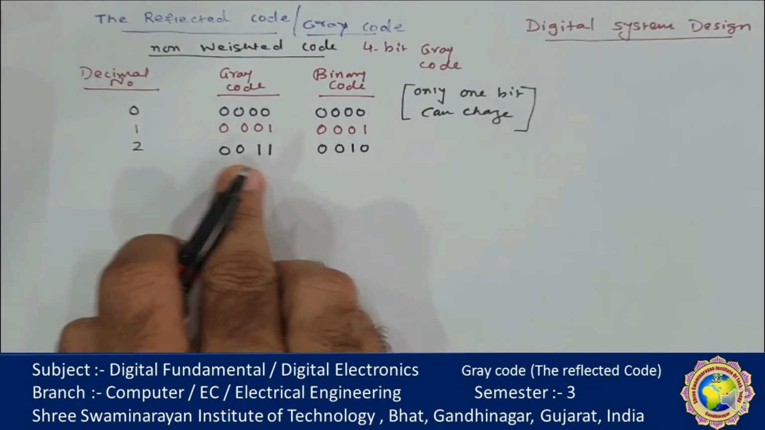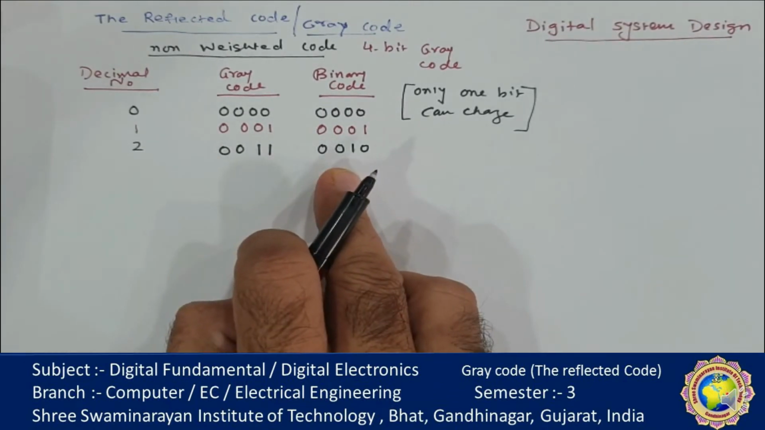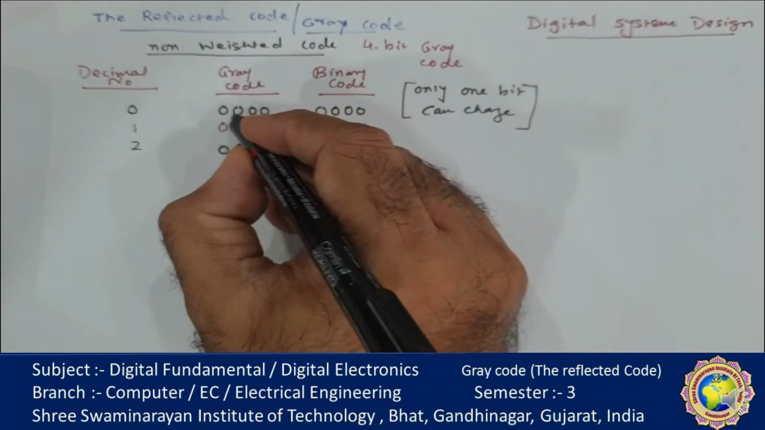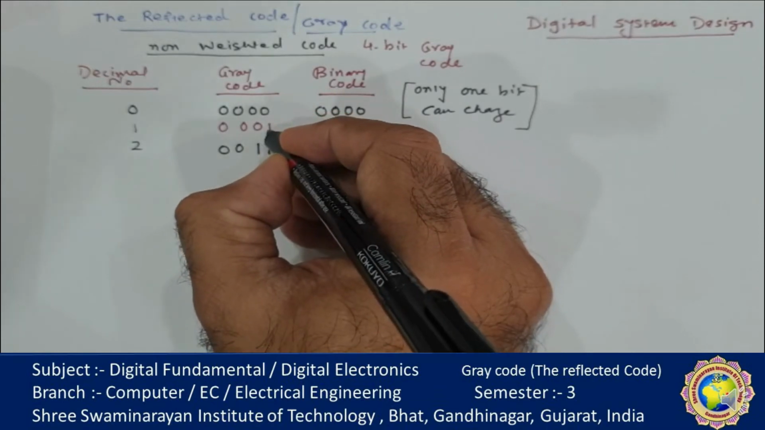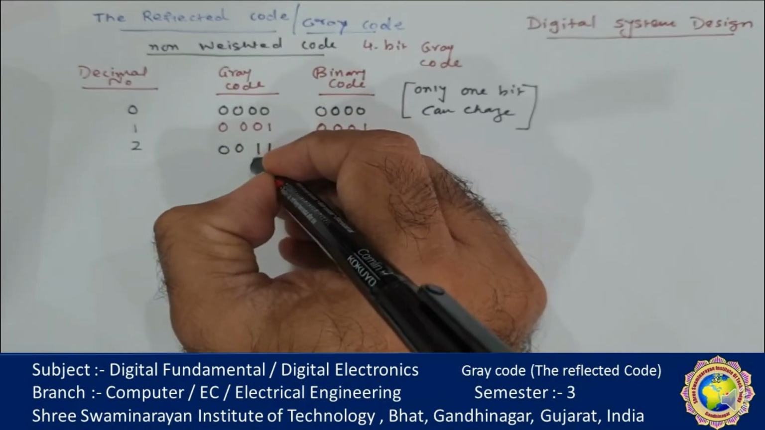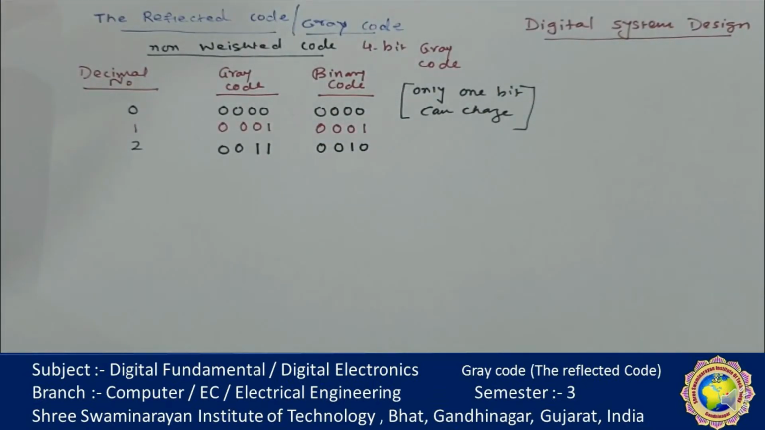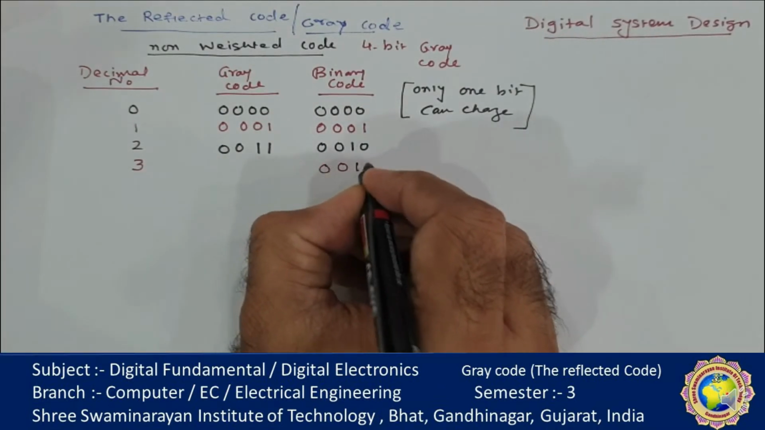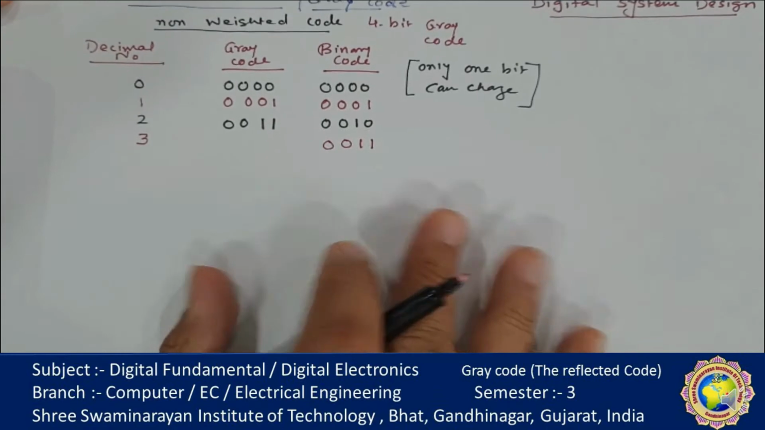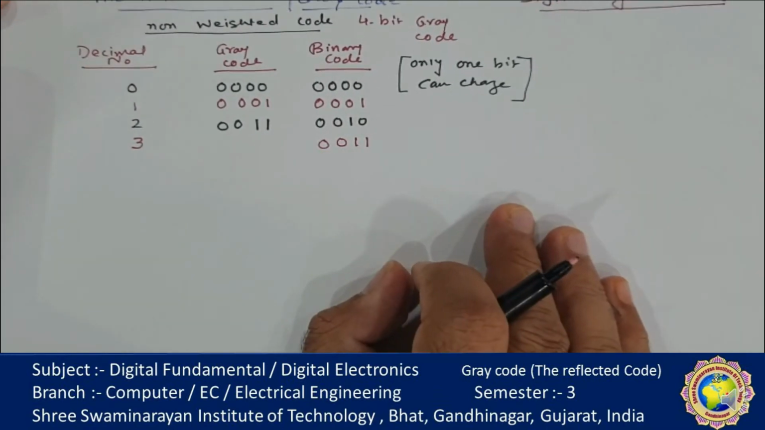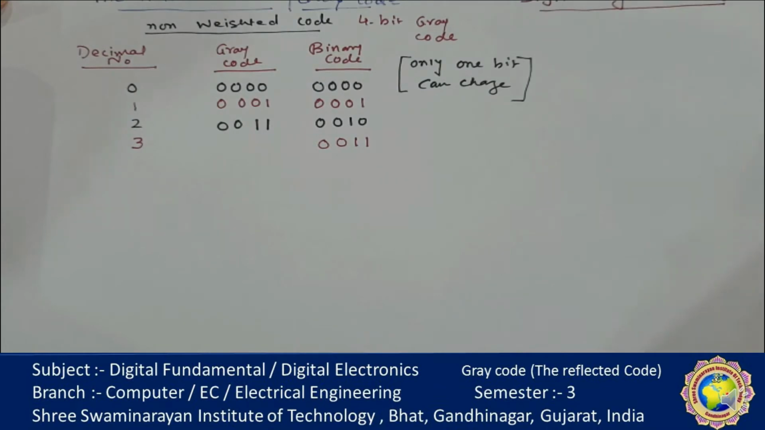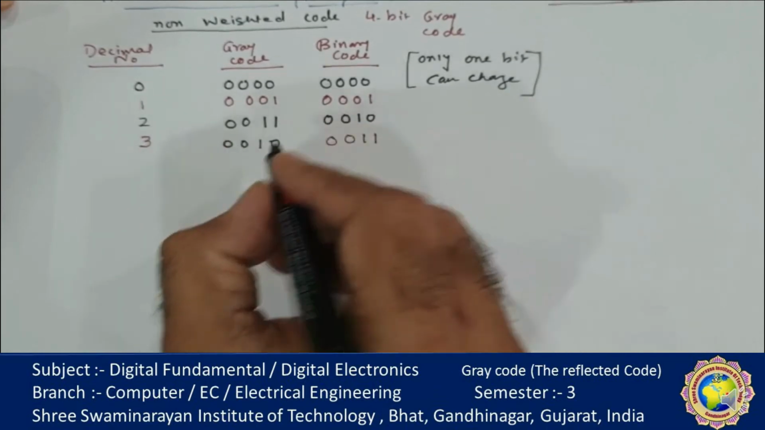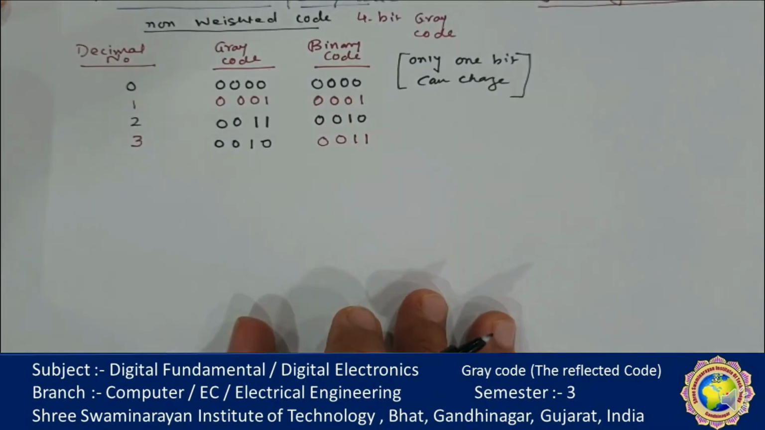So 2 is equal to 0, 0, 1, 1 in gray code, while in binary code it is 0, 0, 1, 0. If I change 1 to 0, it is repeated, so it is not allowed. So it remains the same. Next bit 0 to 1. This combination occurs for the first time. So 2 in gray code is 0, 0, 1, 1. Now 3. In binary it is 0, 0, 1, 1 because the weightage is 8, 4, 2, 1, while the same thing is not in gray code. Now let's see. If I change 1 to 0 and the remaining are the same, is it repeated? No. It occurs for the first time in this sequence.